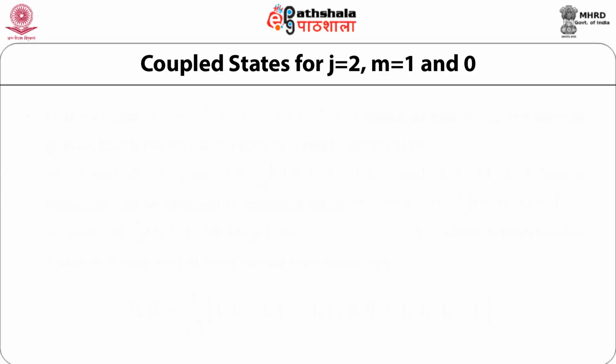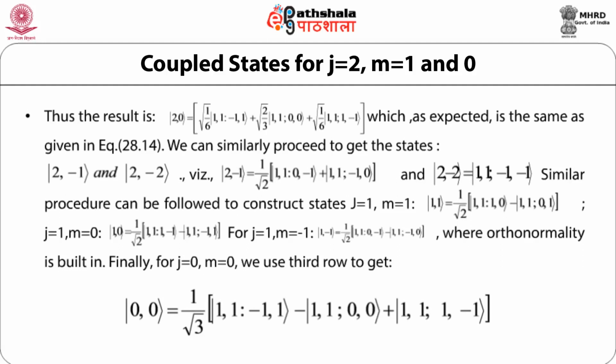Now we look at the case where the coupled states for the total angular momentum j equal to 2, 1 and 0 are being found out, and we can write down the result for these states as the coupled state |2,0⟩ is equal to (√(1/6) times the state |1,1⟩ and |1,−1⟩ plus √(2/3) times the state |1,0⟩ and |1,0⟩ plus √(1/6) times the state |1,−1⟩ and |1,1⟩), and these correspond to the three states that we discussed above.